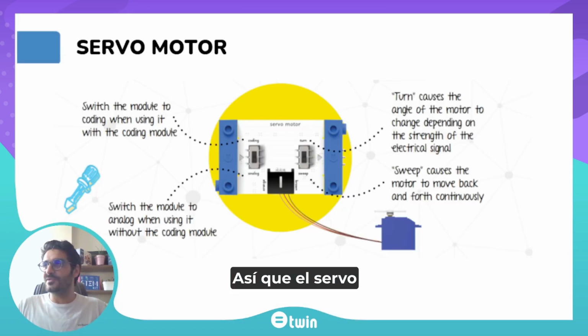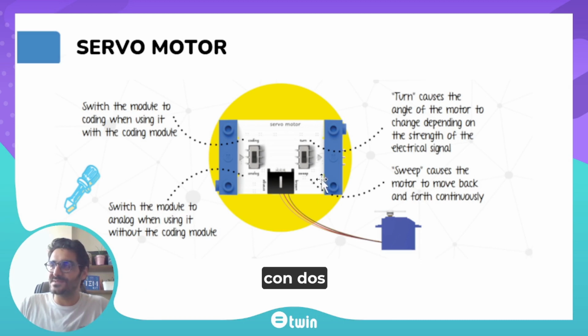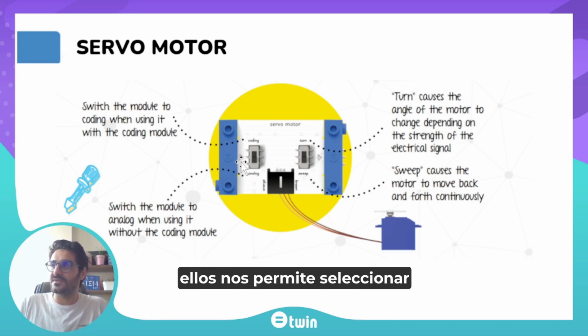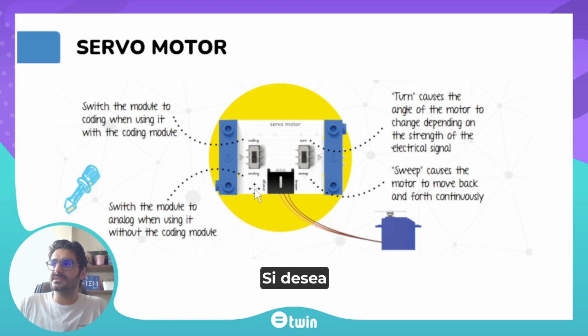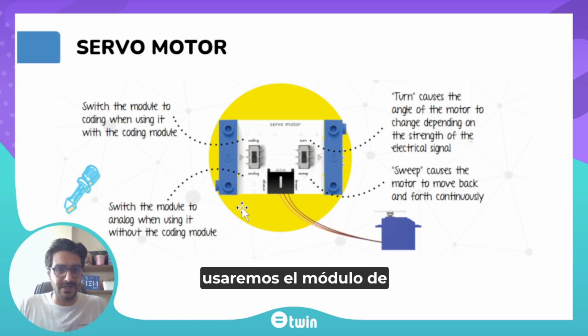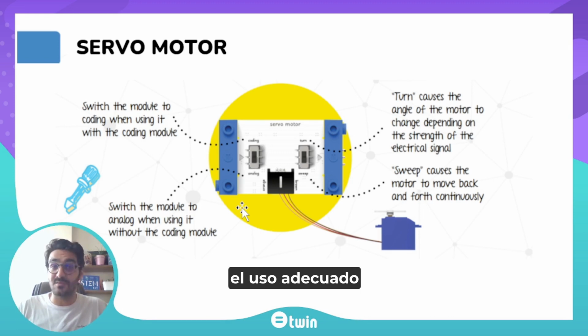So the servo motor again comes with two switches, and one of them denotes the coding and analog. If you want to use it with the coding module, then you need to switch it to coding. If you want to use it in analog, meaning that there's no coding module in the mode, you can use it in analog mode and still get use of the servo motor.